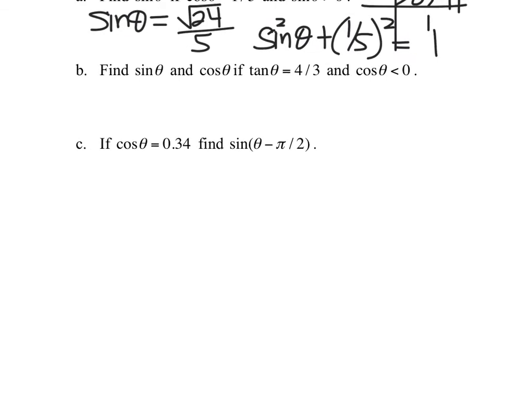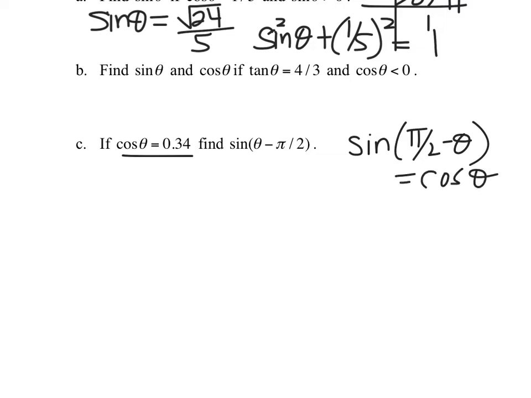But letter C is a little trickier. Letter C is different. Do you see how this is? This is to find the sine of theta minus pi over 2 just given this. Okay, we're not going to set up a triangle here. As you can see, if you look back up to your cofunction, this doesn't look like your cofunction. Your cofunction says the sine of pi over 2 minus theta, or x, equals cosine of theta. This is theta minus pi over 2. They're switched. So here's how you do this problem.